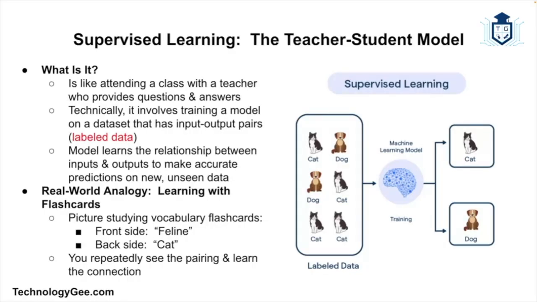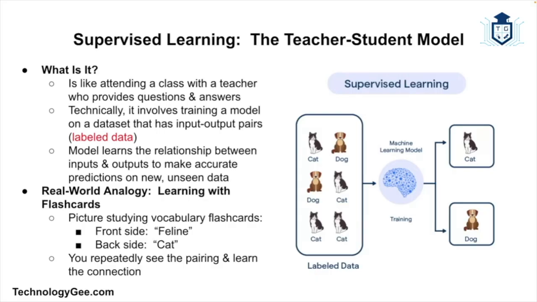You get the questions and the answers, and your job is to learn the pattern. In technical terms, you feed the algorithm a data set that includes input output pairs. The machine learns the relationship between them so that when it sees new input, it can predict the correct output.